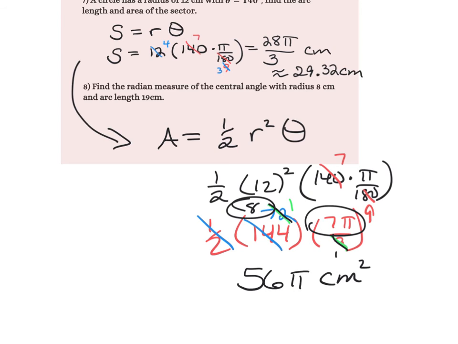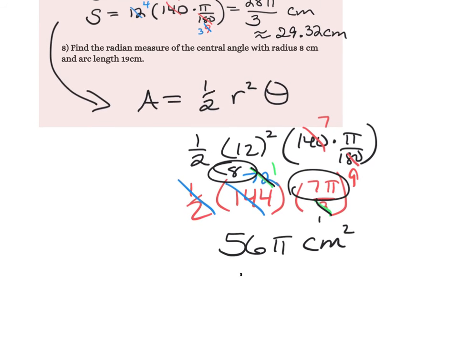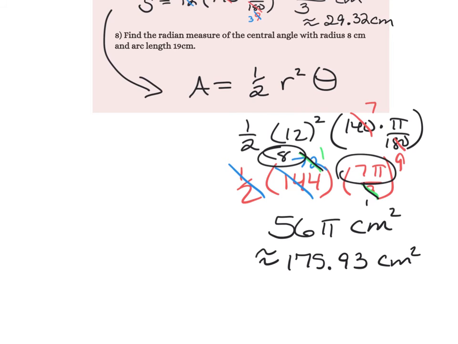Now, again, if they say to multiply it by pi using your calculator, then we would get 175 rounded to the hundredths, 0.93 centimeters squared. So if it says give exact, then you're just going to put the pi symbol there. If it says approximate, then you use your pi button. Now let's do number 8, and then I'll talk about common things that people asked about in the homework.